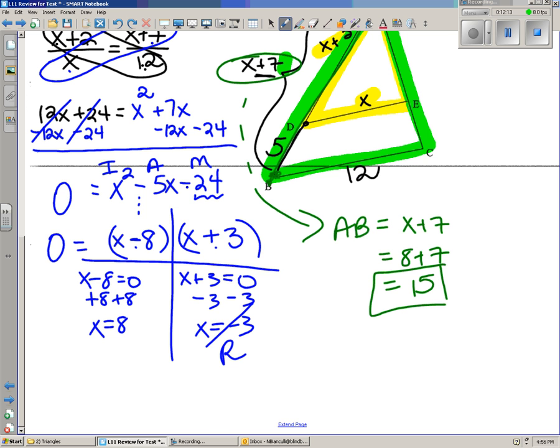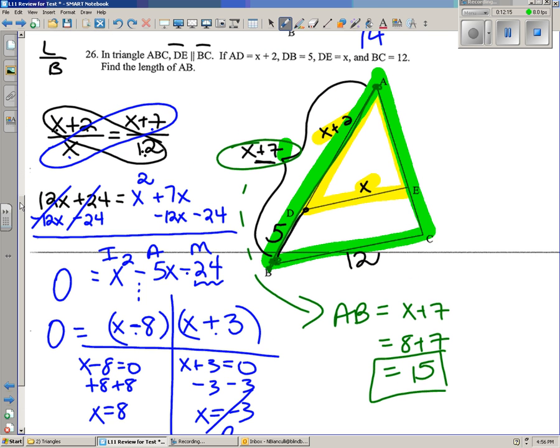Alternatively, you could do the pieces. So you know BD is 5, and AD is x plus 2. So x was 8. 8 plus 2 is 10. Plus 5 will also give you the 15. And that's just as good as the way I did it. And that's it. So now you have all the problems, and you've seen everything, and you should be ready for your test.